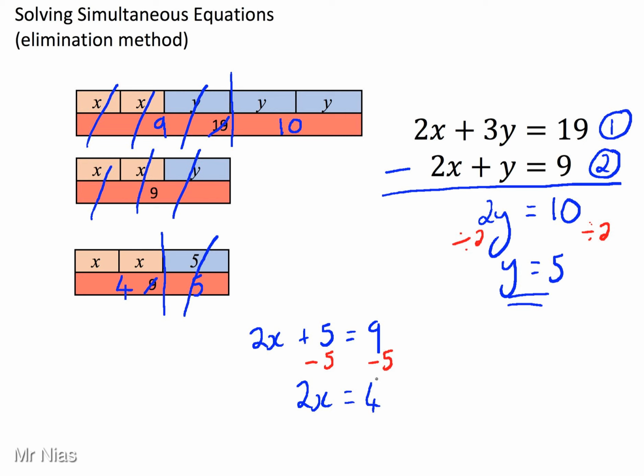And again, I need to then solve to find the value of 1x. Well, if 2x's are 4, if I divide it by 2, I find that the x must be worth 2. So x equals 2 and y equals 5.